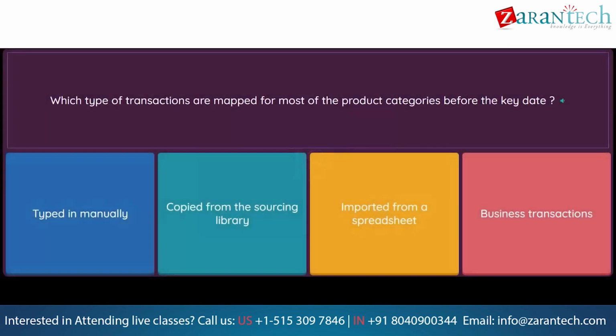Question: which type of transactions are mapped for most of the product categories before the key date? Option 1: Typed in manually. Option 2: Copied from the sourcing library. Option 3: Imported from a spreadsheet. Option 4: Business transactions.